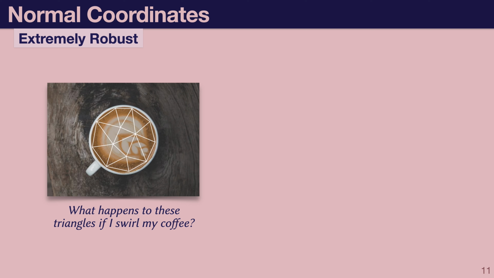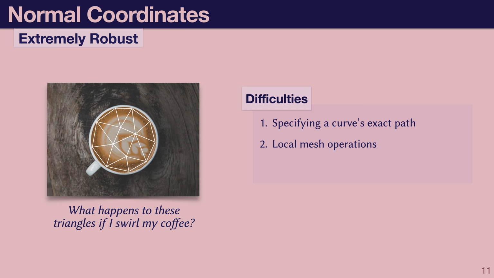However, normal coordinates don't work out of the box as a representation of intrinsic triangulations. There are three fundamental difficulties. First, topologists generally don't care about the specific path the curve follows. It'll take a little bit of work to pin down the exact curves we want to represent. Secondly, we want to perform a wide variety of local mesh operations, but traditionally normal coordinates only support edge flips.